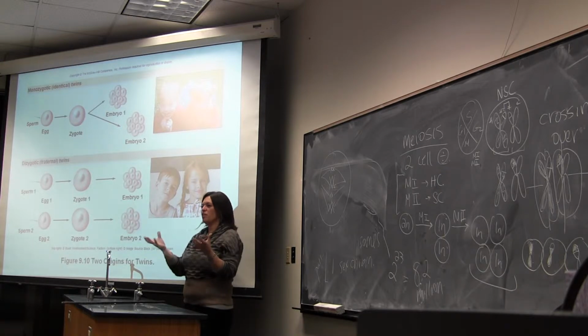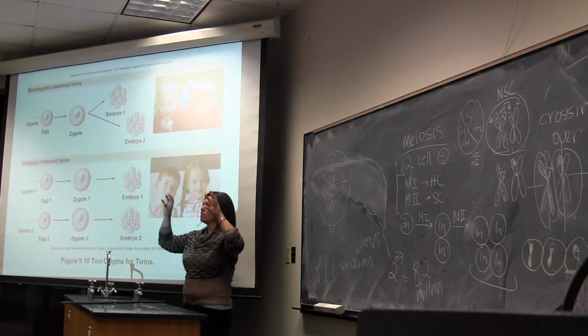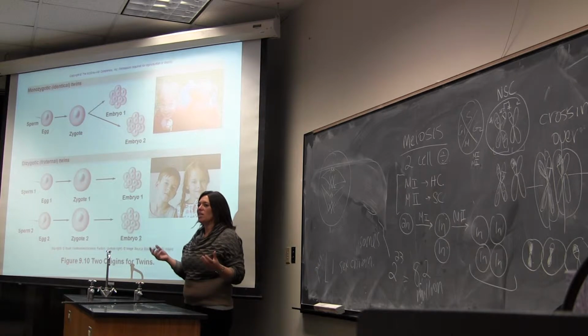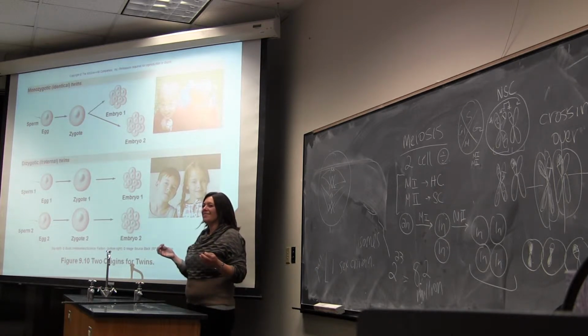Each egg cell is going to be genetically unique, just like each sperm cell is going to be genetically unique. Yeah? But there's a 1 in 70 trillion chance that fraternal twins could be identical.